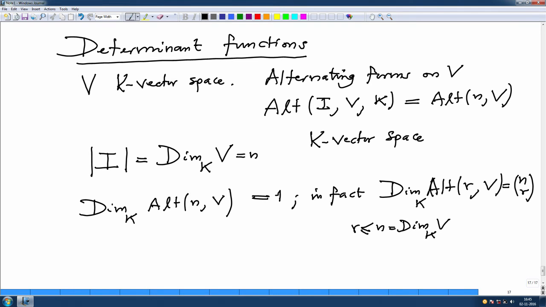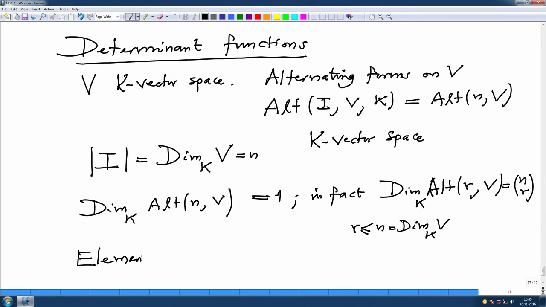This is what we want to prove, and actually we want to construct a canonical basis for this vector space. Given a basis of V, we want to construct a canonical alternating form which will be a basis of this actually. Okay, so this is the content of this next lecture. Elements of Alt^n(V) are called determinant functions on V.